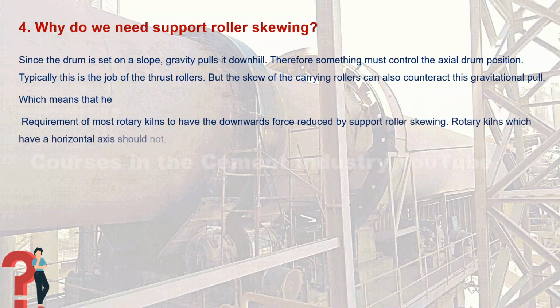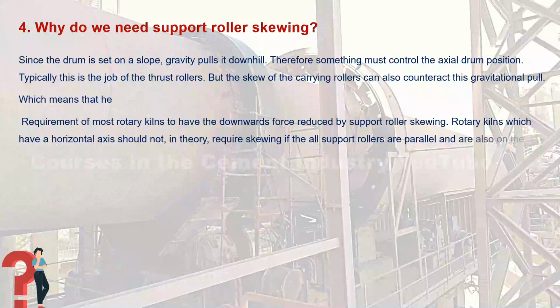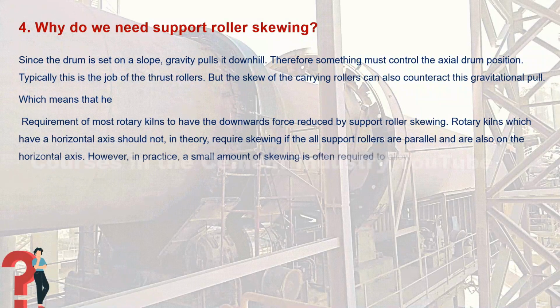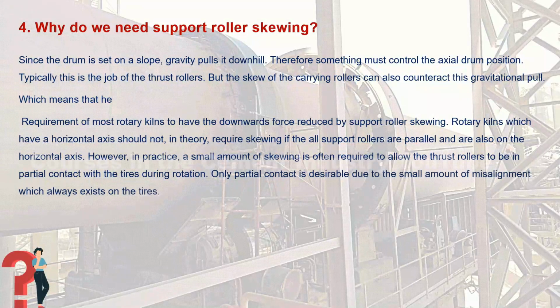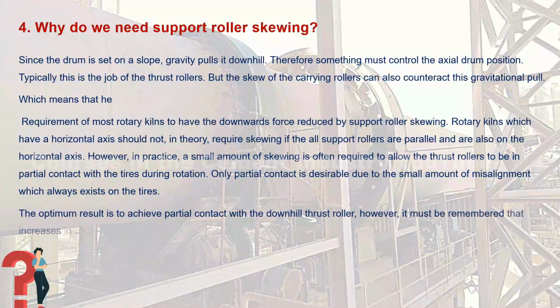Rotary kilns which have a horizontal axis should not, in theory, require skewing if all the support rollers are parallel and are also on the horizontal axis. However, in practice, a small amount of skewing is often required to allow the thrust rollers to be in partial contact with the tires during rotation. Only partial contact is desirable due to the small amount of misalignment which always exists on the tires. The optimum result is to achieve partial contact with the downhill thrust roller. However, it must be remembered that increases in rotational speed and load will increase the residual axial thrust.